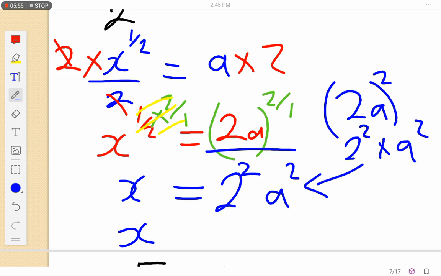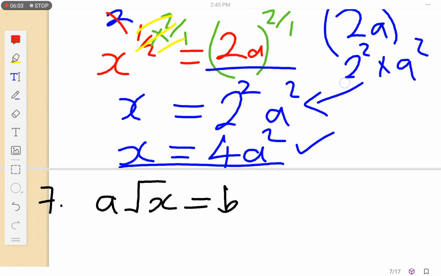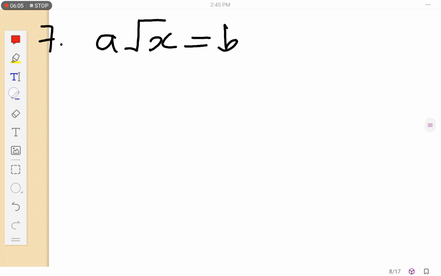So our x becomes 2 to the power of 2, which is 2 times 2. We get a 4. So we've got 4a squared. That's the final answer there. Okay, let's have another example.